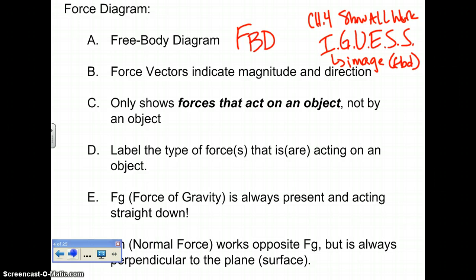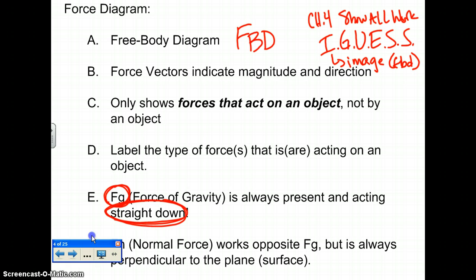Okay, free body diagrams. These are force vectors, so they're like arrows, indicating magnitude and direction. So they're a certain length, longer than or shorter than compared to something else, and they're going either left, right, up, or down. Only show the forces that are acting on the object, not by the object. And you want to label the types of forces that are acting on the object, and you're going to do that at the head of the arrow. F of G is going to be the gravitational force, and it is always present and acting straight down. This is terribly important. F of G is straight down, okay?